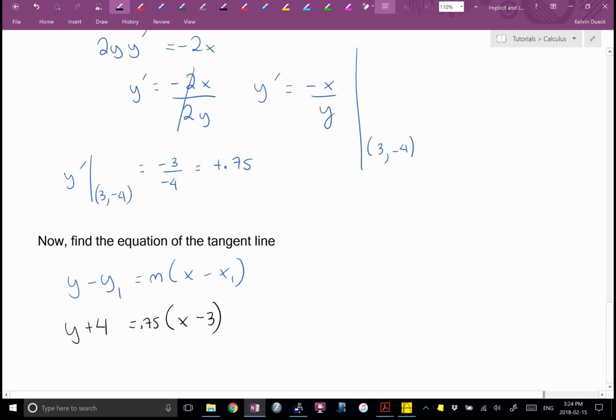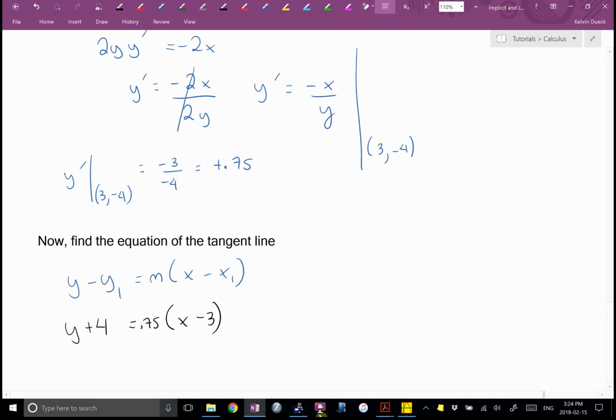I could move the 4 over if they want me to get the y by itself, but I only would if they made me. This is, to me, much clearer. When I glance at that, I know right away, oh, that line goes through positive 3, negative 4. Oh, and it's got a slope of 0.75.